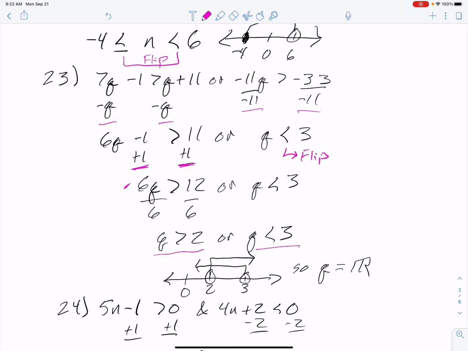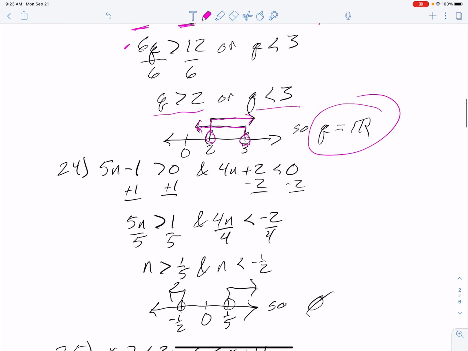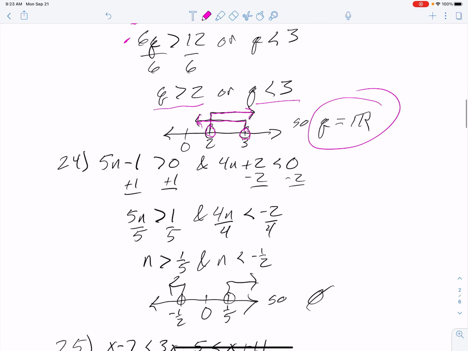Q is greater than 2. Q is less than 3. So I sketch q is greater than 2. I sketch q is less than 3. And I've ended up with an or statement where the entire number line is accounted for, so q is all real numbers. Now, as we've seen in other sections, as soon as we end up with a problem that has all real numbers, we tend to see something that has no solution.